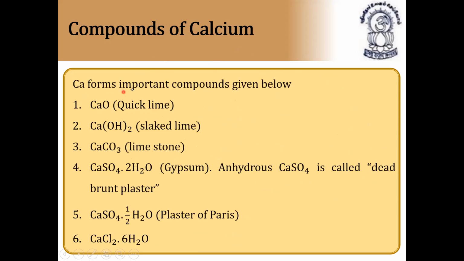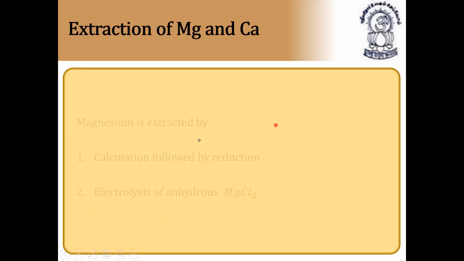Next, important compounds of calcium. Calcium forms important compounds given below. First we have quicklime, which is also called calcium oxide, then calcium hydroxide, calcium carbonate, gypsum, plaster of Paris, and hydrated calcium chloride. So all these are the 6 important compounds of calcium. Let us see how they are prepared and what their uses are.